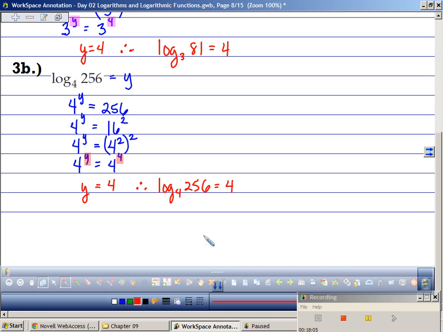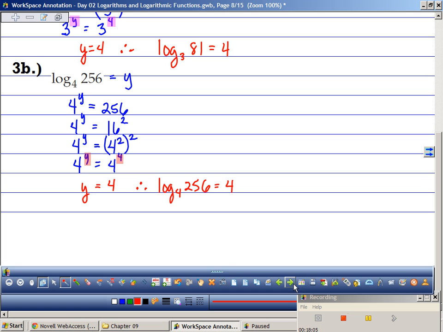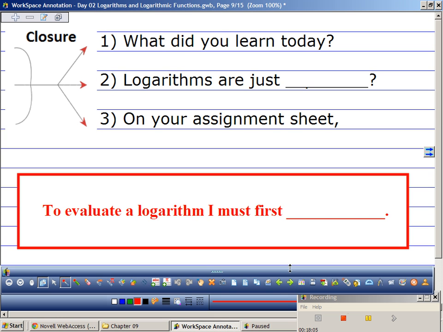Questions? Okay, let's do our closing thought, and then I'll pass back your homework. I need your attention, please. Freeze. What did you learn today? Somebody raise their hand and tell me what they learned today. Evan?